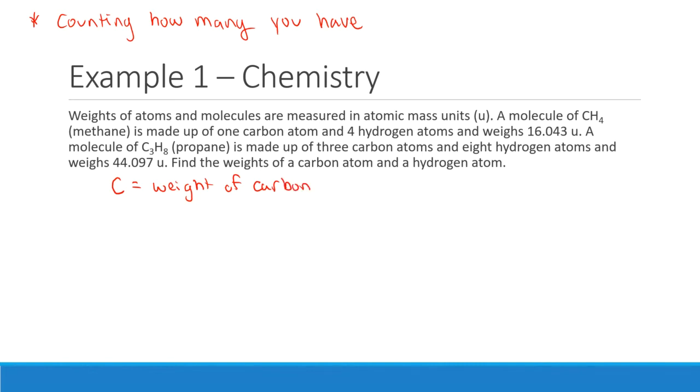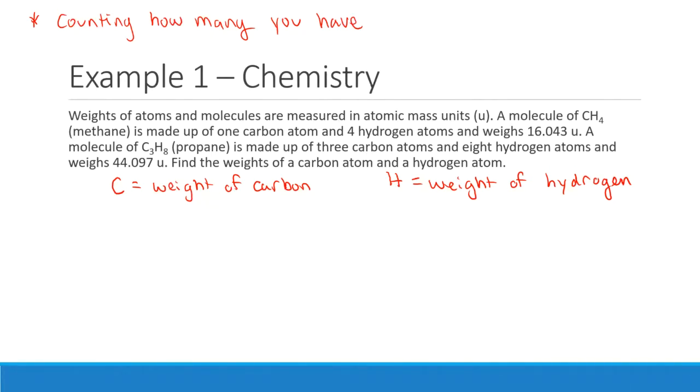And then let's use H for hydrogen. So H will be the weight of hydrogen. So it's good to just start out with the things that you're looking for. We're finding the weights of both of those and setting your variables so that way you know what these letters mean and what you actually found in the end. It's all about communicating.